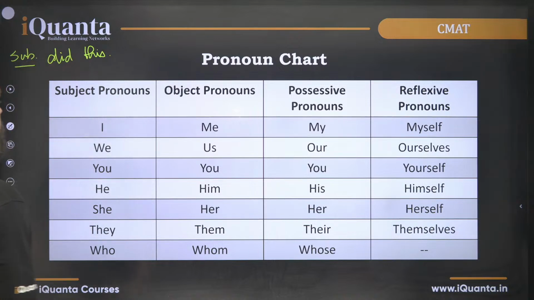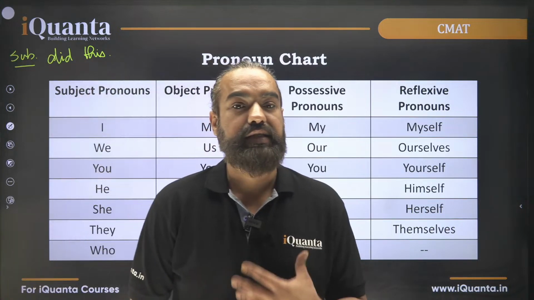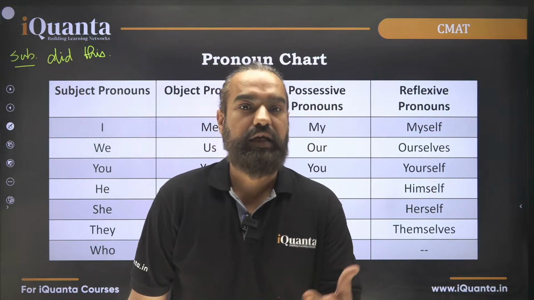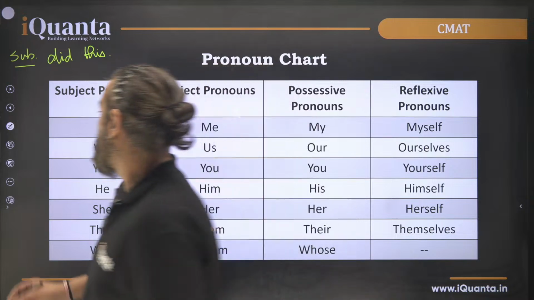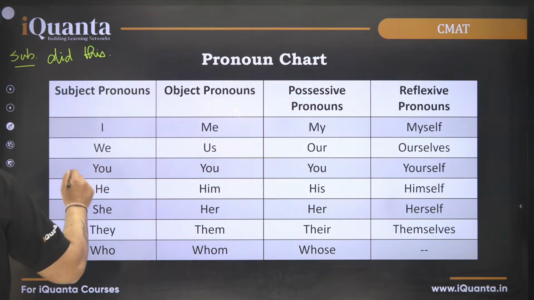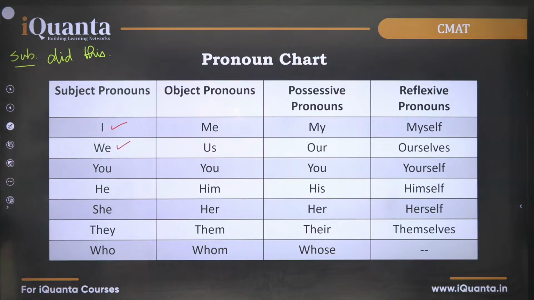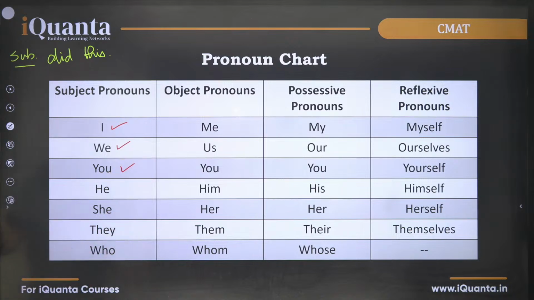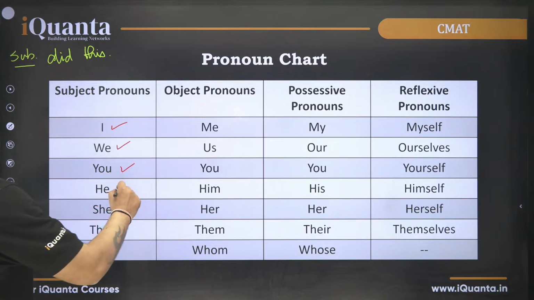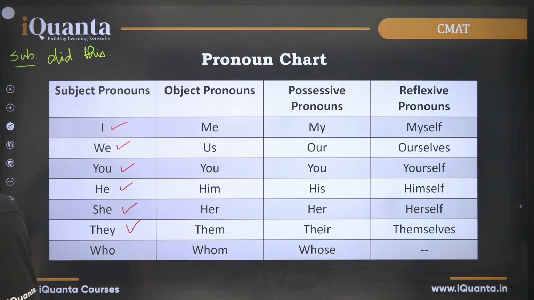Subject did this. Now, for a first person, what can I say? Can I say I did this? Can I say me did this? Or can I say my did this? Clearly, I can say I did this. For plural, I can say we did this. So there I have I did this, we did this. Second person, you did this. Third person, he did this. She did this. They did this. Leave this for the time being.